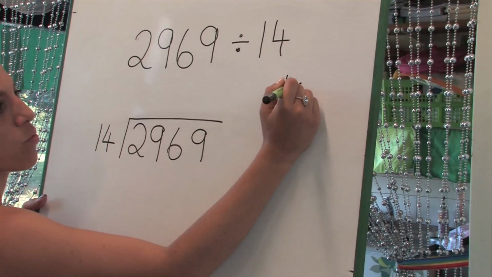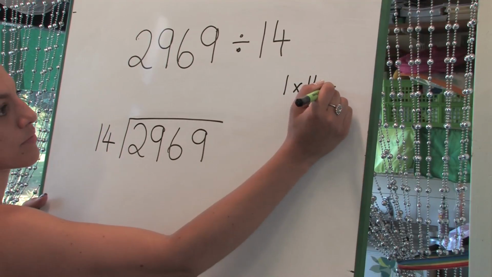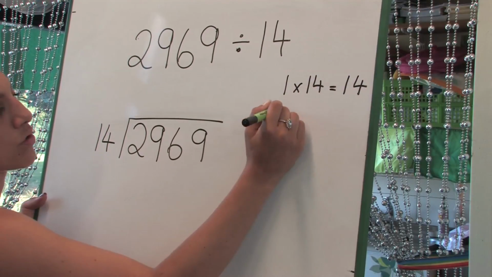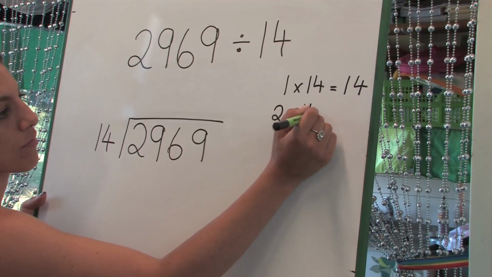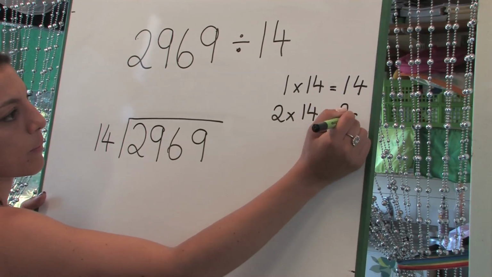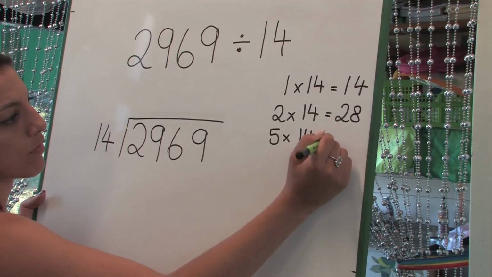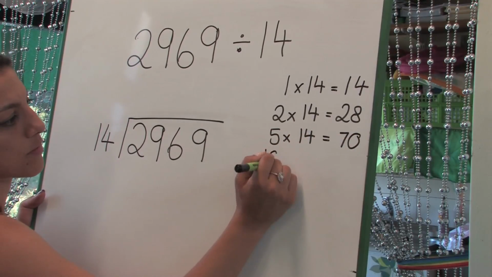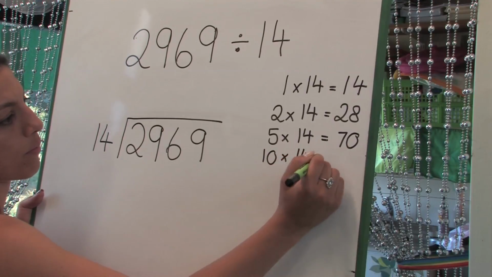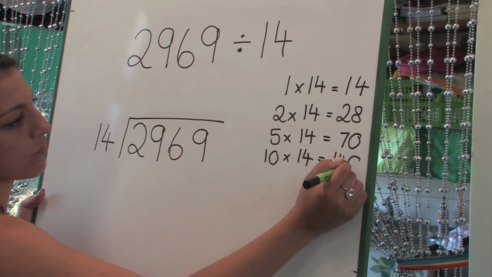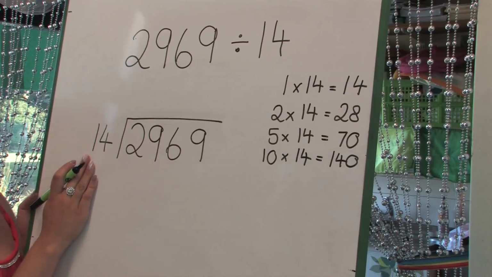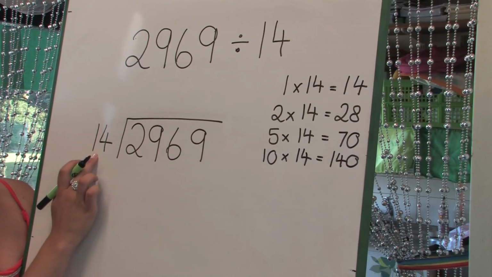So again, we do 1 times 14. We'll do 2 times, going up to 5 times, and 10 times. So using these, we'll have a look over and see whether or not this number can go in.